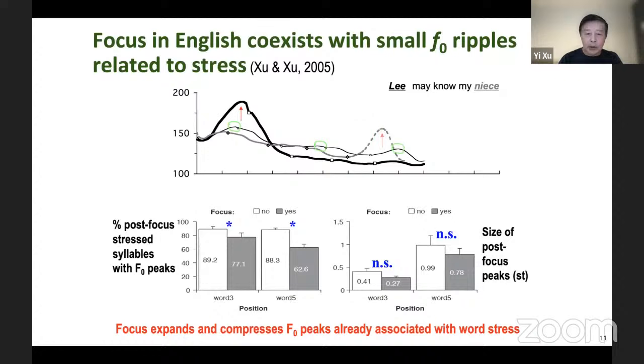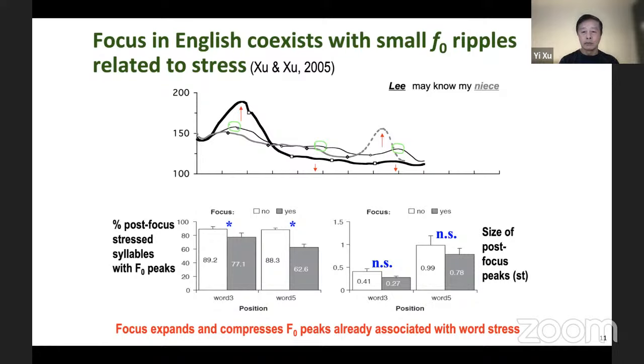And linking that to a study we did in 2005, where we studied the focus behavior in English, we also identified that underneath the focus, you also have small ripples along the intonation line. And the size of these ripples are less than one semitone on average. So in other words, there are always small ripples beneath the large movements of focus, which means that both for Mandarin and in English, each location can represent at least two functions. One is lexical and the other one is focal.